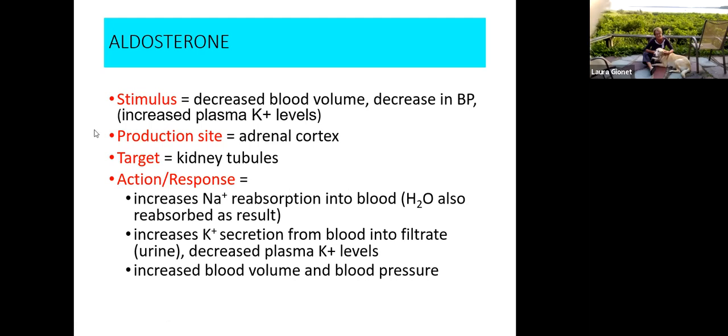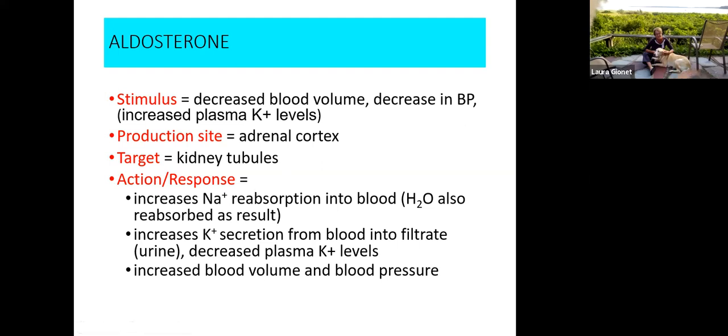But aldosterone, the stimulus is very similar to antidiuretic hormone. Decreased blood volume, therefore decreased blood pressure, increased osmolality, and another reason for secreting it has very little to do with blood volume and blood pressure, but because you have increased potassium levels, higher than normal potassium levels in blood. The production site is the adrenal cortex. It targets the kidney tubules. And the response is to increase sodium absorption into blood.